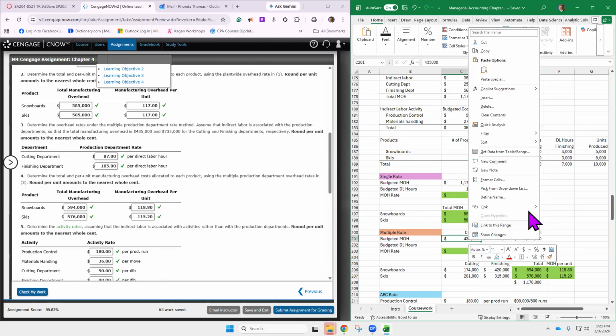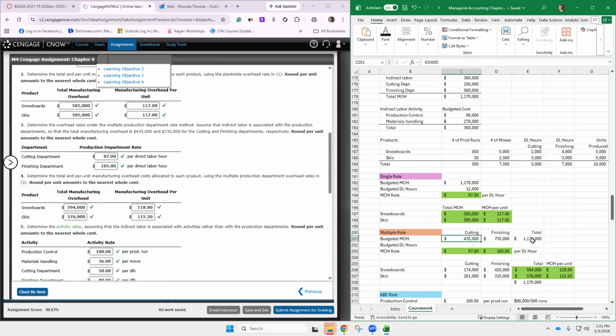And remember, when they do that, they have to break up that overhead into however much they tell us to. So be sure that you see this here: 435,000 and 735,000. One's for cutting, one's for finishing. And yes, it must equal 1,170,000, which is our original. So now how are we going to do it?